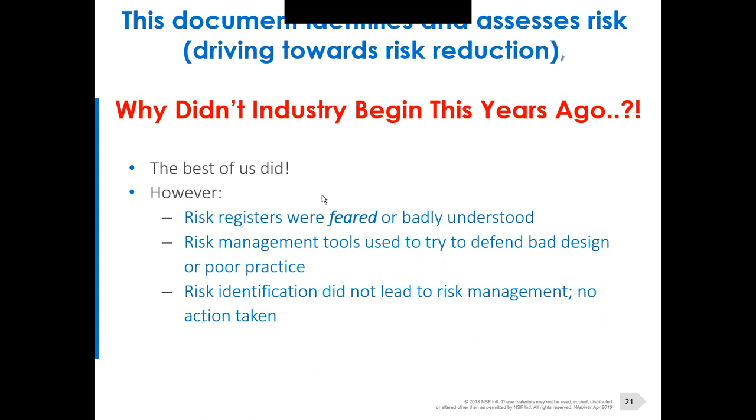But of course, it's now going to be a regulatory requirement. The other aspect here is that in some cases, risk management tools, particularly ICH Q9 and the risk probability number, have been used to try and defend bad design or poor practice.